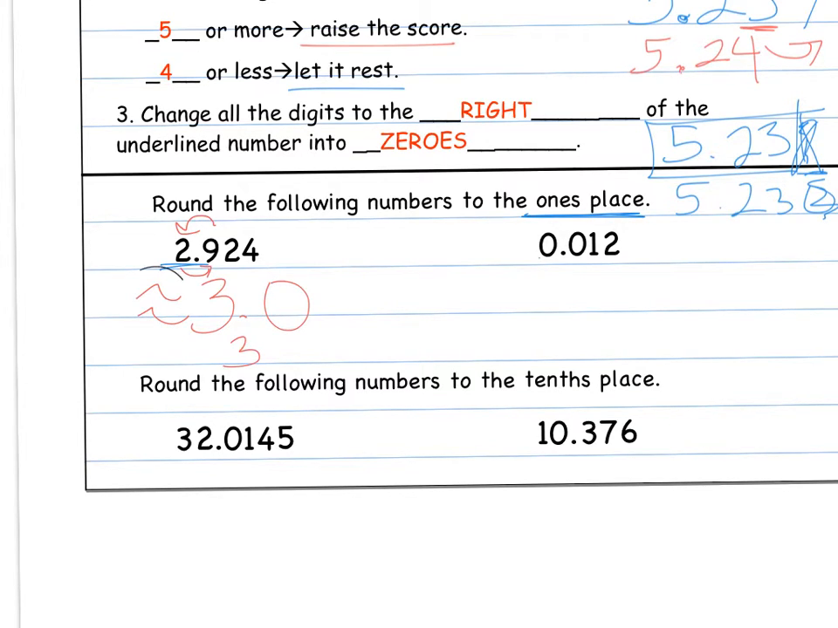This symbol really means approximately, or like we learned earlier, about, because we rounded it. It's not exact. On the next one, the ones place is here. Since I see that this is 0, well, that's 4 or less. Let it rest. This is read as 12 thousandths. 12 thousandths can be rounded to approximately just 0.